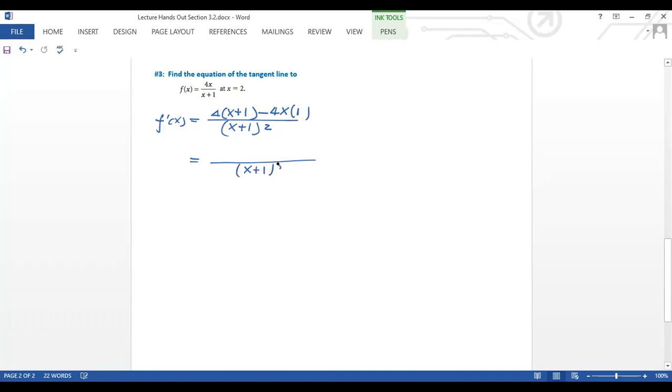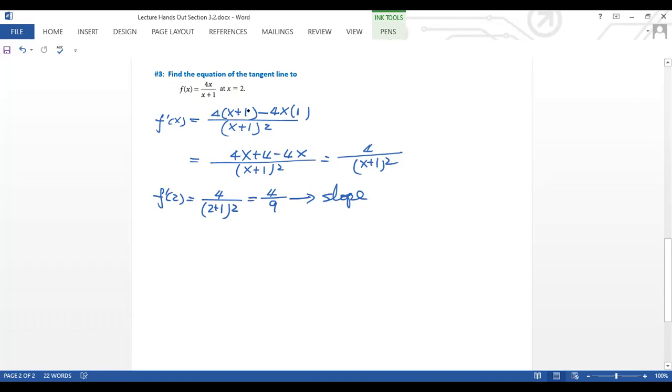Oh, this one seems to simplify pretty easily. So this is x plus 1. So this is 4x plus 4 minus 4x. Oh, I like this type of thing. So this one here is 4 over (x + 1) squared. So now x equal to 2, so f prime of 2 will be 4 over (2 + 1) squared. So what is here? This is 4/9. This is the derivative. What is here? This is the slope of the tangent line.